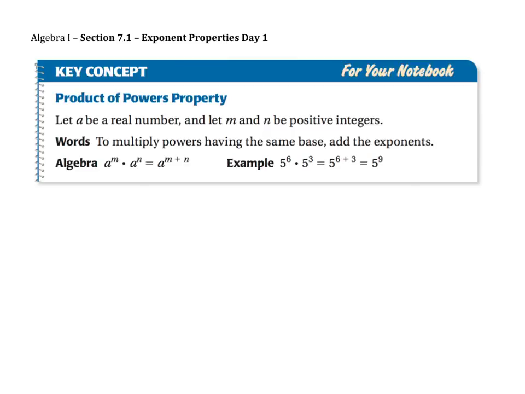So the first property that we're going to look at is the product of powers property. It says, let A be a real number and let M and N be positive integers. So it says, to multiply powers that have the same base, add the exponent. So if I wanted to take a to the m times a to the n, I would just take a and then add the m and n together. So if I have 5 to the 6th power times 5 to the 3rd power, so the bases are the same, I would just take the 6 and the 3 and add them to get 5 to the 9th power. So when you're multiplying, you add the powers.